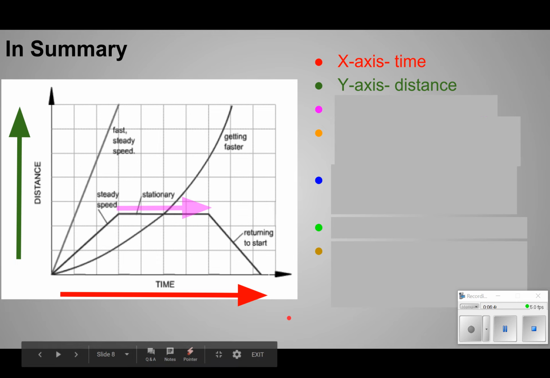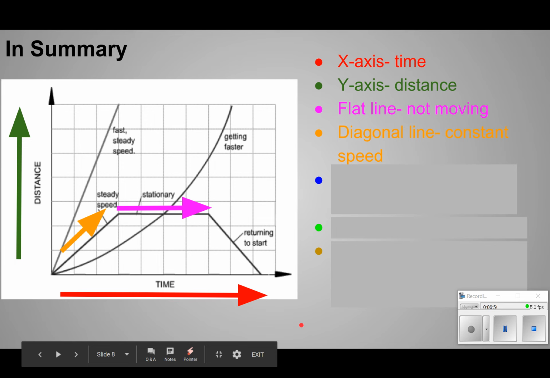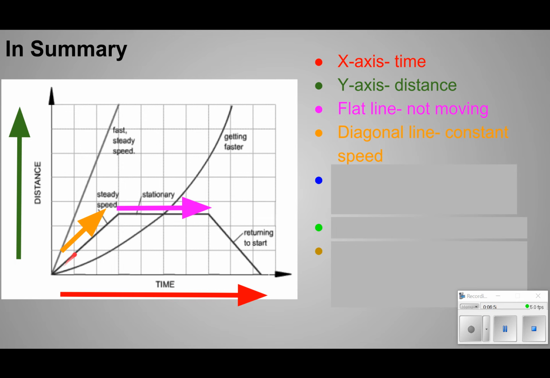Now, let's talk about the part of the graph where you just see this flat, straight line. So that was the first one that we talked about, where the object is not moving. So for this part of the graph, whatever the object was doing before, it has stopped. It is at rest. Now, if I look at this diagonal line right here, that's where the object is moving, and it's doing so at a constant speed. So this over here corresponds to that part of the graph right there.